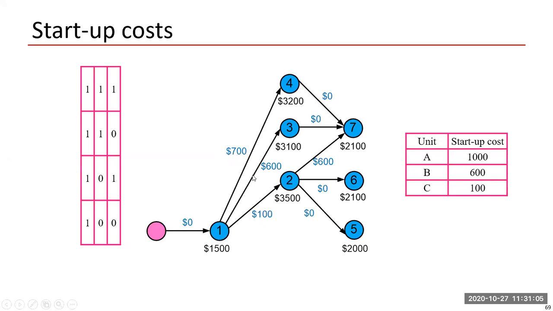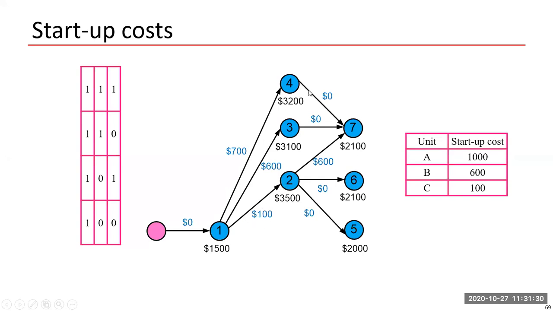From here to here, what is the transition? 100 to 110. I'm turning on only unit B. Unit B is 600 startup, so this is the 600 startup cost. From here to here, what is the transition? 100 to 101. You see unit C is only turned on. So unit C startup cost is 100, so I'm simply attaching it to this path, $100.